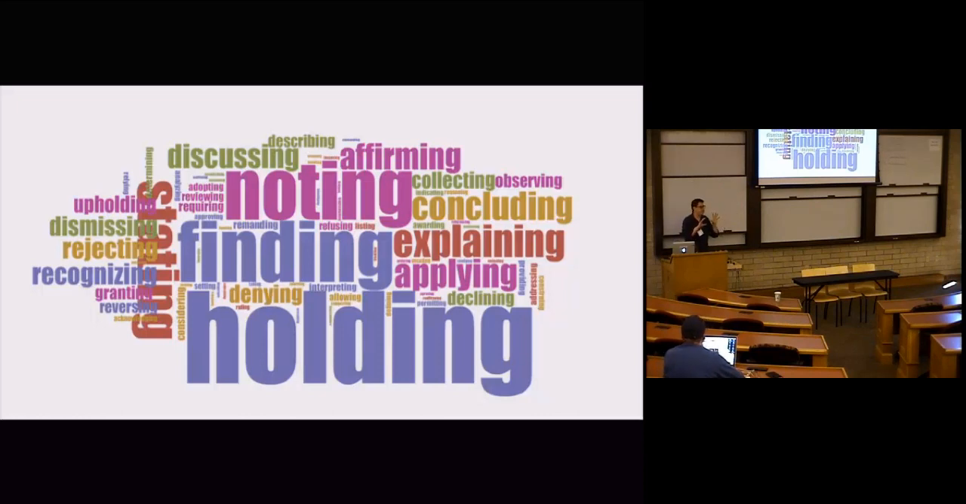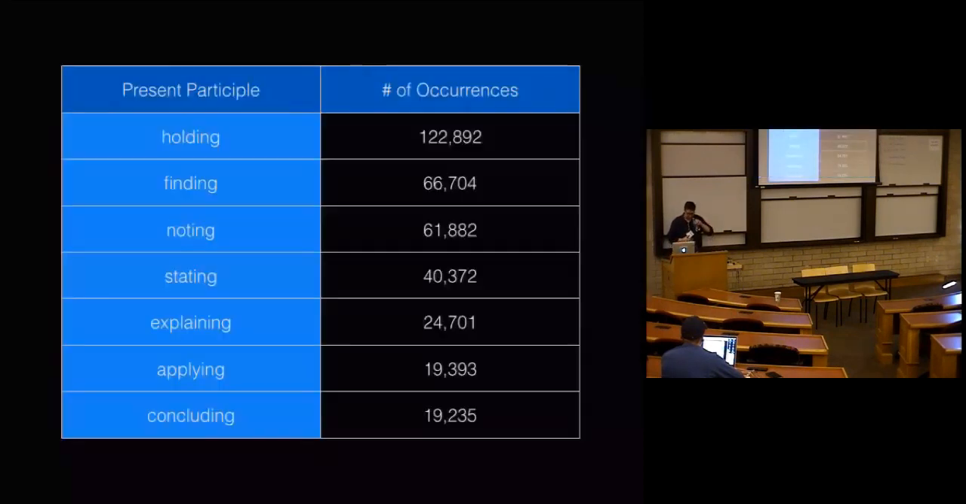I divide them, in my thinking, into strong ones that are really directed at the ruling or the holding: holding, finding, concluding, and then ones that are a little bit more dicta, things like noting, discussing, examining, and then ones in between, like applying, explaining, denying. And then if you're not the word cloud type, here's a chart of the top ones. Interestingly, noting is pretty high up there, right? So the one that's dedicated to dicta is pretty high up there.